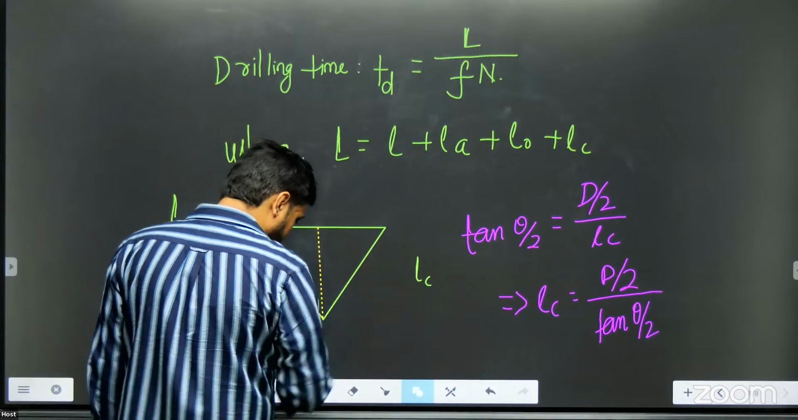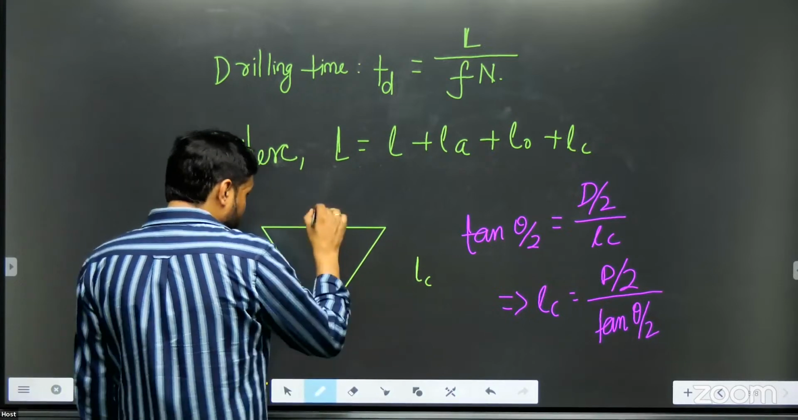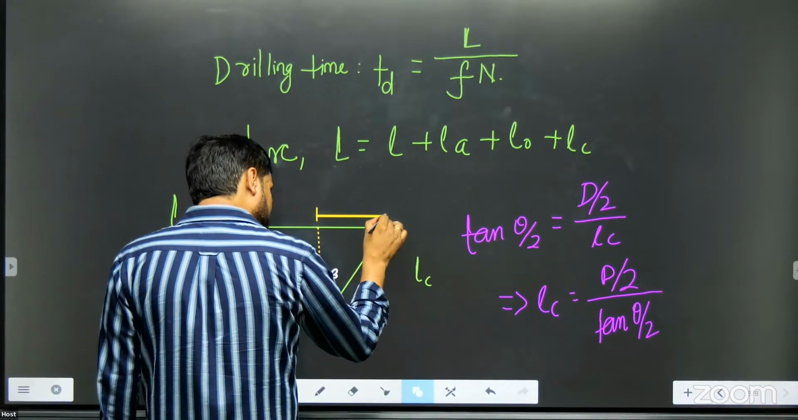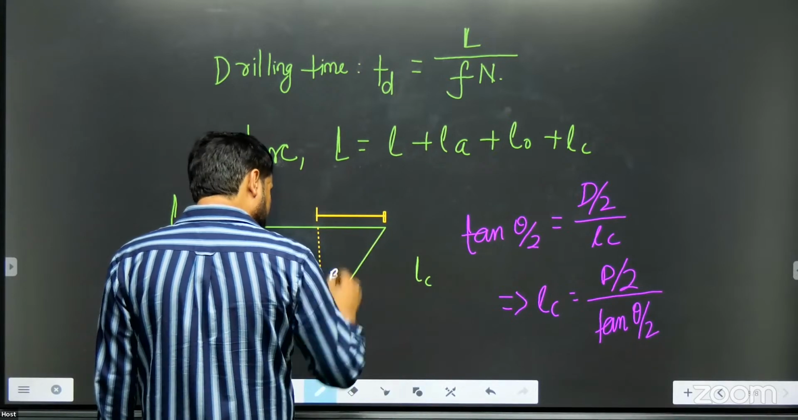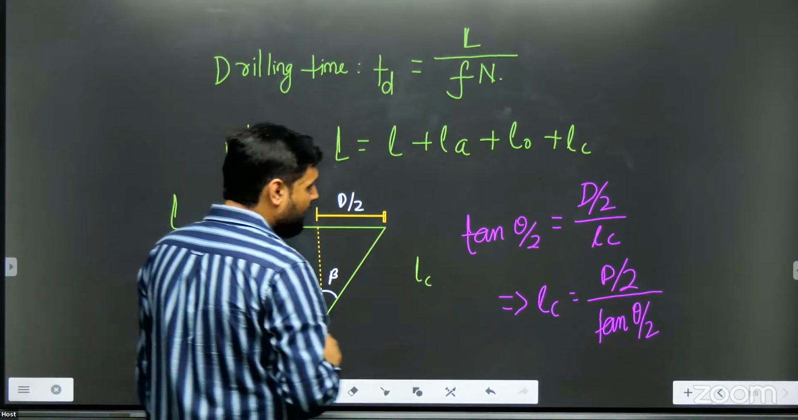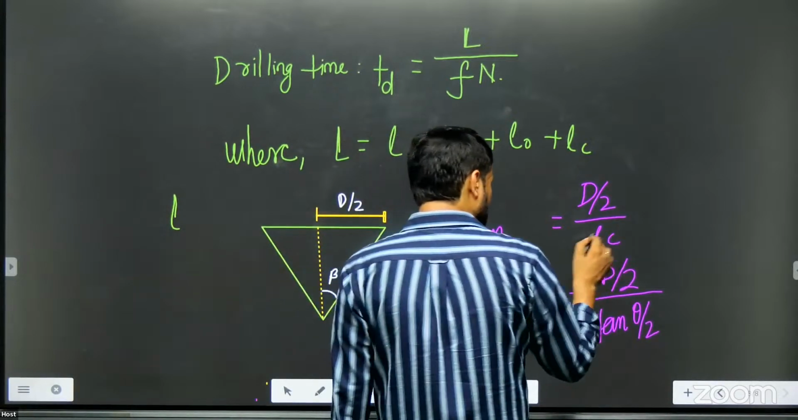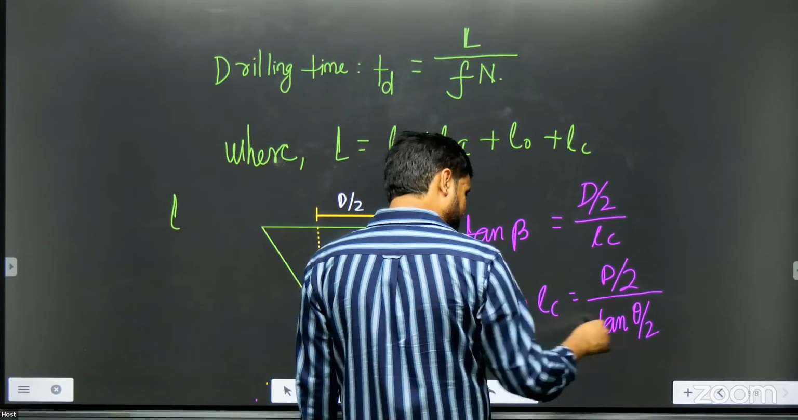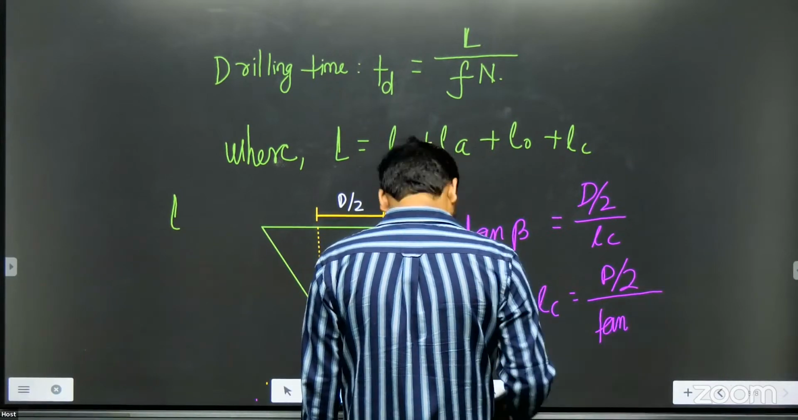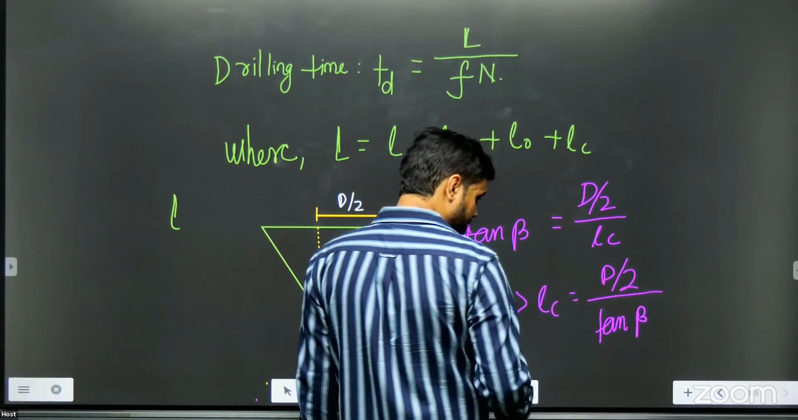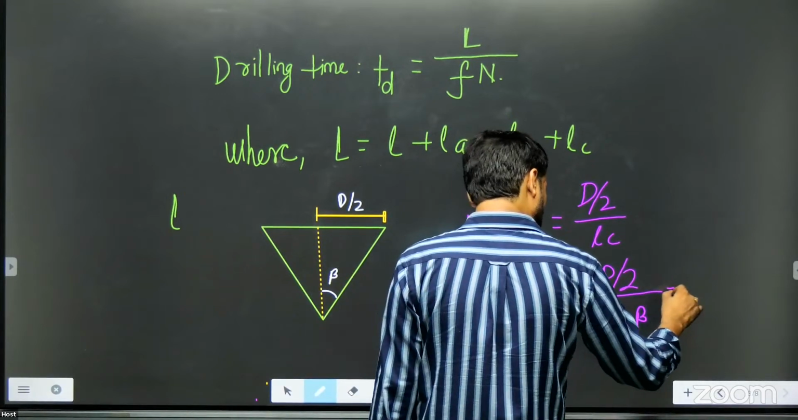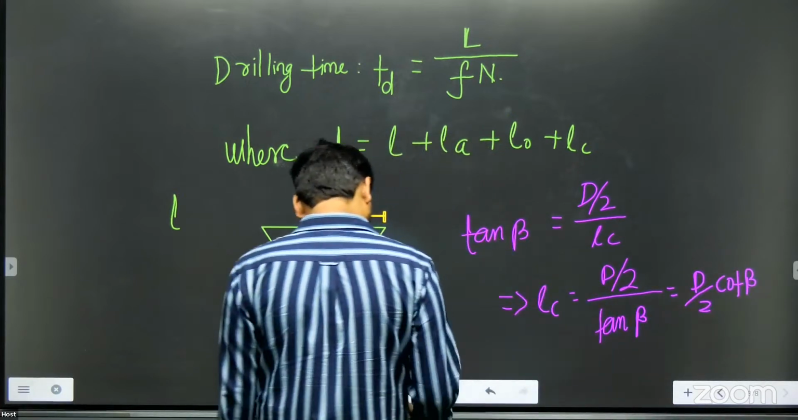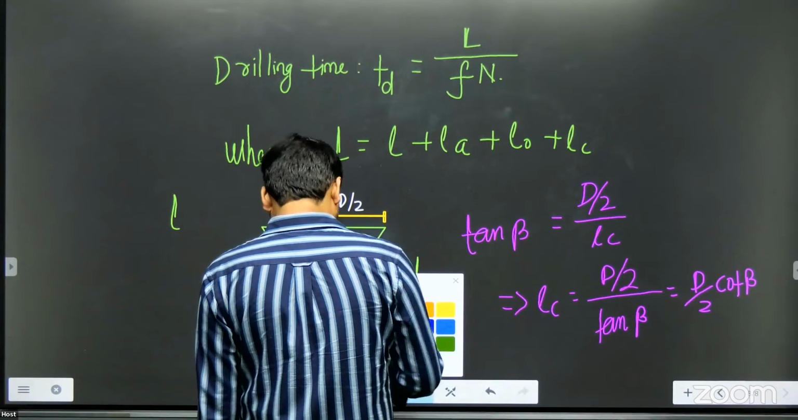This will be your half point angle, beta, and this is your half of the diameter, d by 2. tan beta, LC will be equal to d by 2 upon tan beta. So compulsory approach you can also write like this. So this is how you can find it.